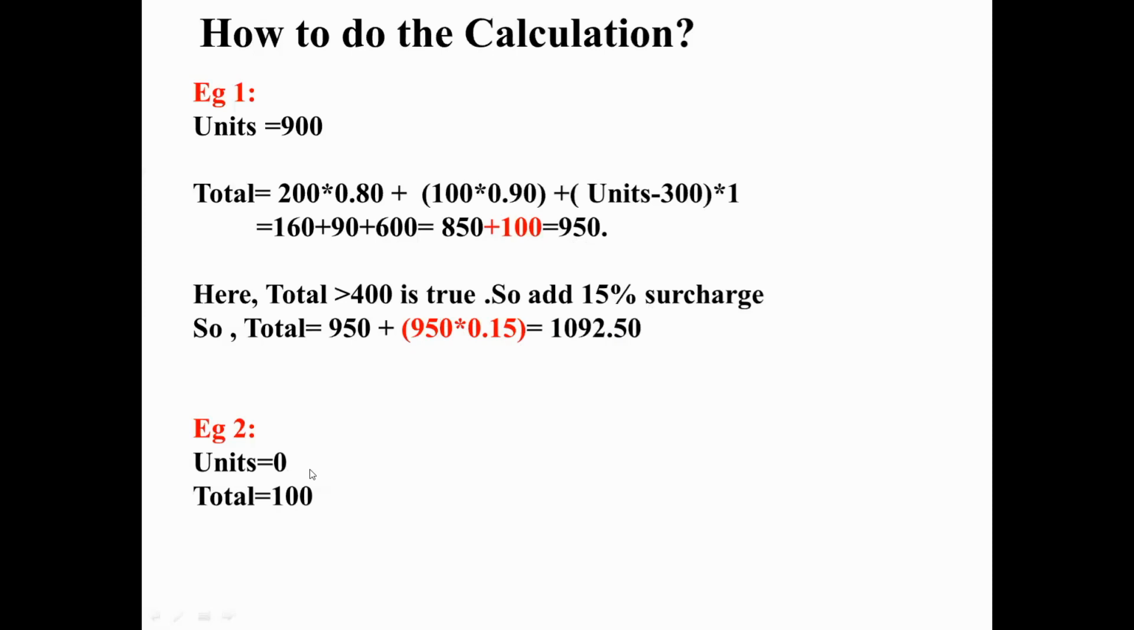Another example: if the user enters the units value as 0, then the electricity bill has to be produced as 100 rupees. In case the user enters a negative value for units, the program has to print an error message for the user saying that it is invalid input.